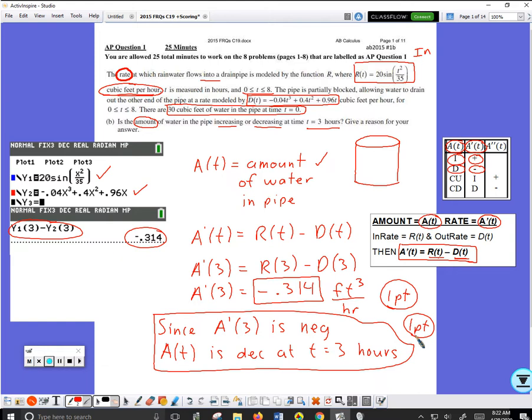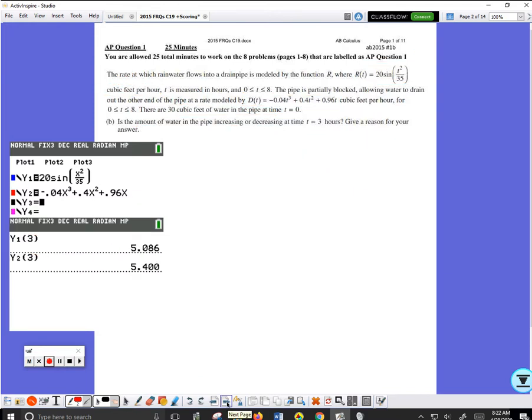Now, you can solve the problem in a different way that is just as logical, it's just different. You could also simply say, you go find r of 3, so tell the grader r of 3, and you use your calculator. This is what I did here. This is r of 3, 5.086. Try to remember all these units just in case. Plus it helps me understand the problem better, cubic feet per hour.